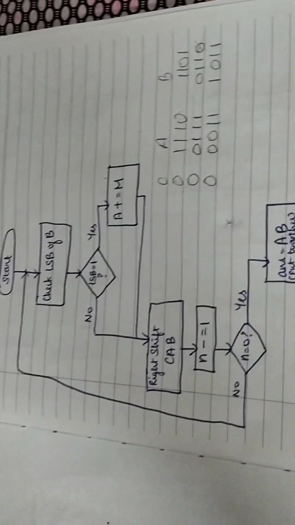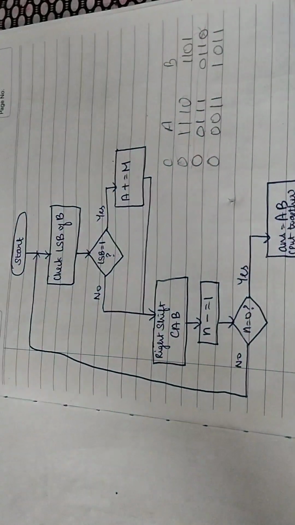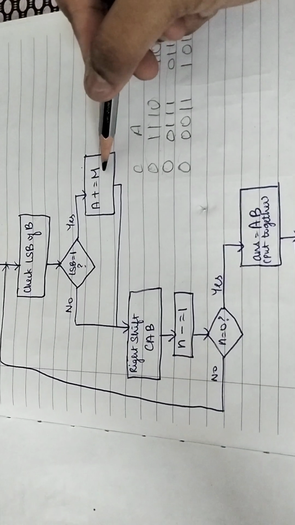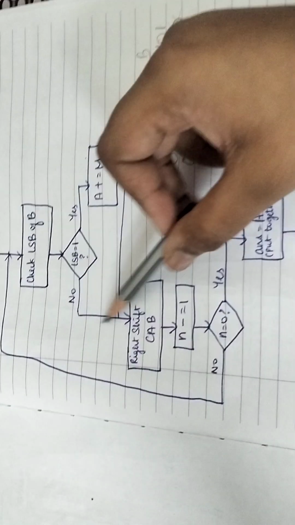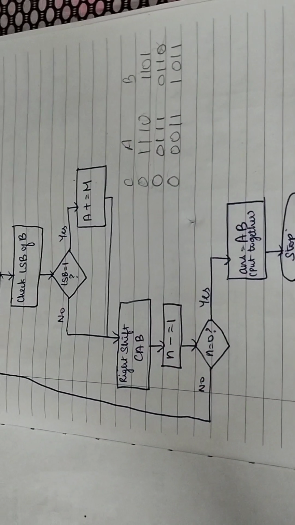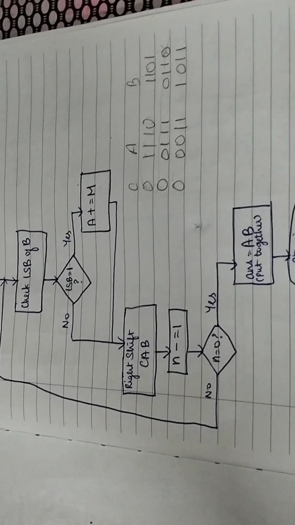So this is what right shift means. Okay, so what did we do? We checked the least significant bit of your multiplier. If it is a 1, you add the multiplicand to your accumulator and then right shift CAB. If not, you directly right shift CAB. So this is what I meant when I said instead of moving the partial products to the left, we are shifting the multiplier to the right.